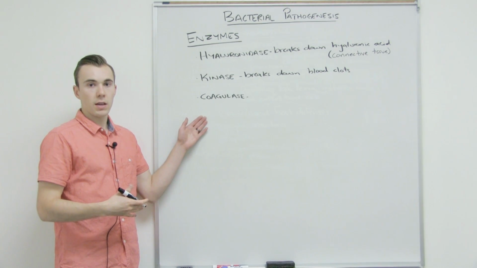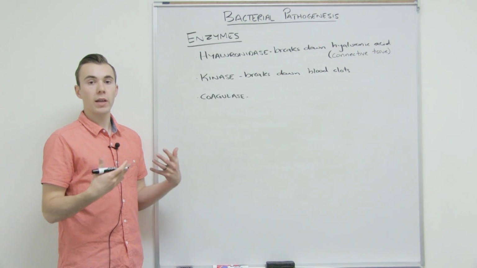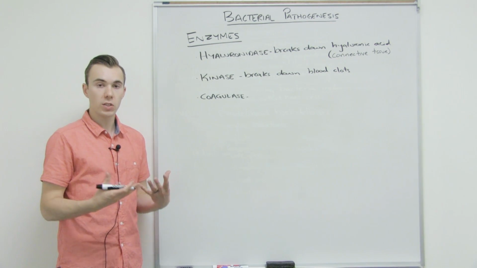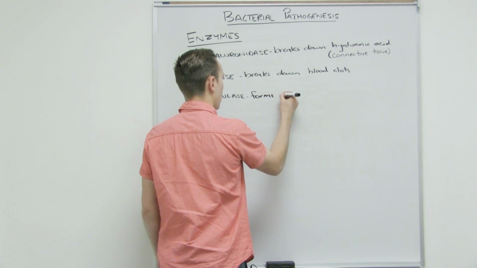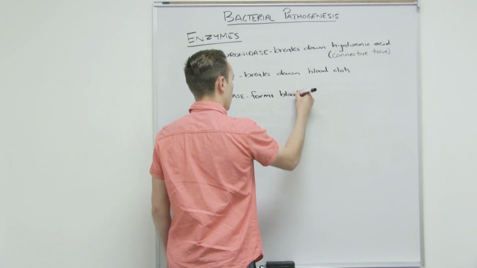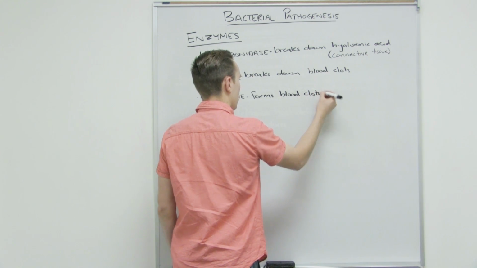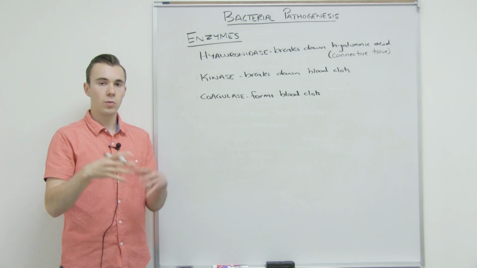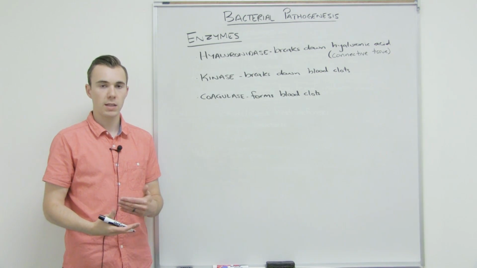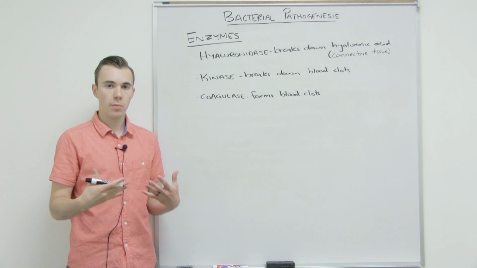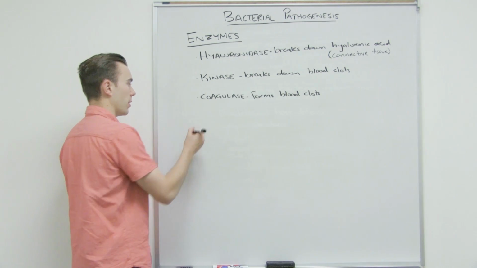Coagulase, on the other hand, is coagulating. It performs coagulation, which is where the blood begins to clot. So this forms blood clots to barricade itself. You make the blood clot around you, so the body now has to break down the blood clot before it can get to the bacteria. So it's a way of not being destroyed by producing some barriers.